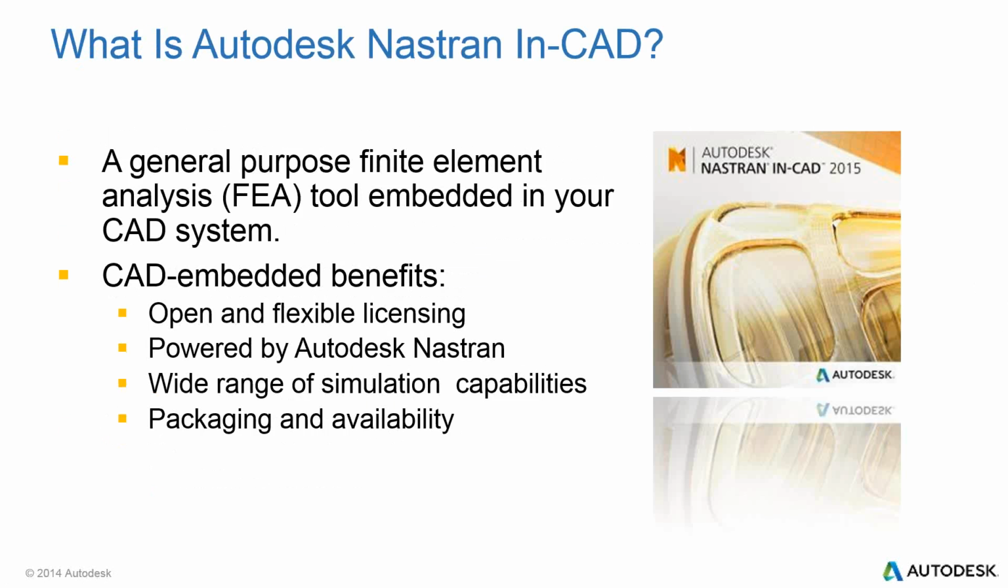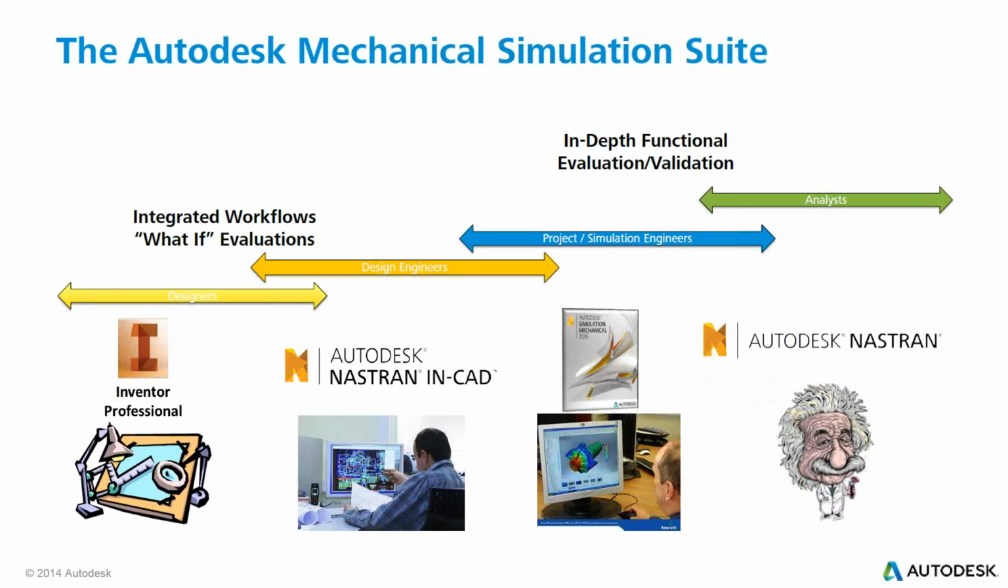As far as the mechanical simulation products go, these are our three, well, I guess technically four main products. We have Inventor Professional, right? Which some of you may have used. In fact, I've got a poll question I'm going to ask you here in just a second. We have Autodesk Nastran In-CAD, which is maybe a step up from that. Then we have Simulation Mechanical, which is another step up, and then Autodesk Nastran, which is a full-featured solver you can use with lots of different pre- and post-processors. And really, each of the products has a pretty well-defined role given your simulation needs.